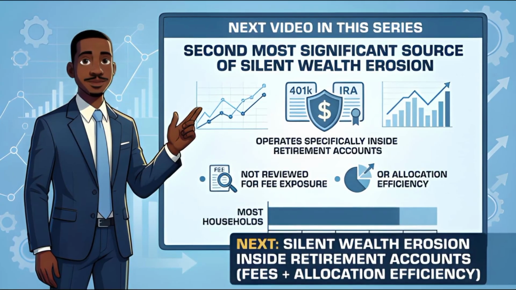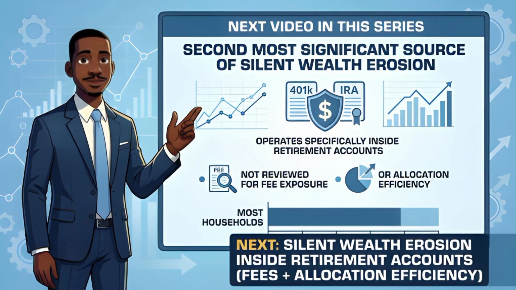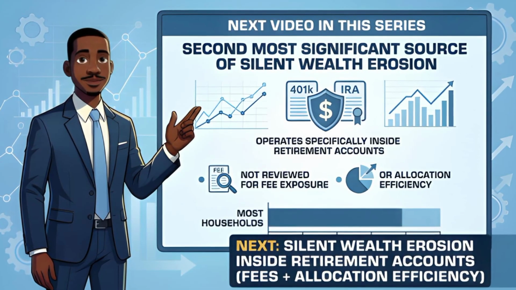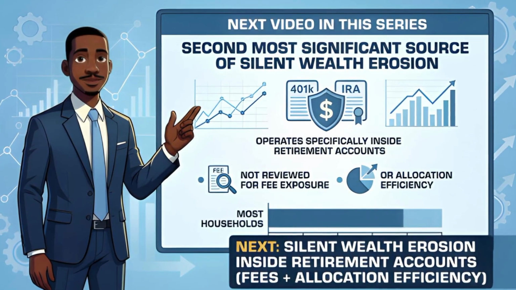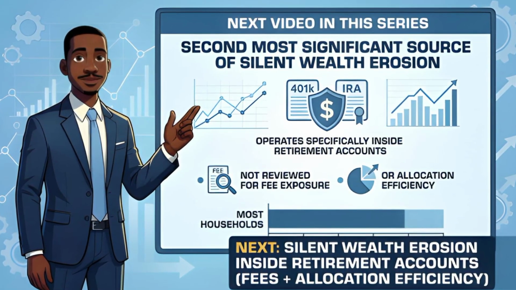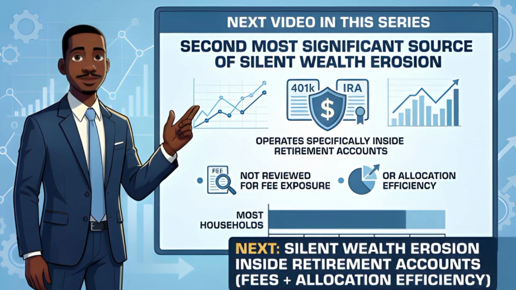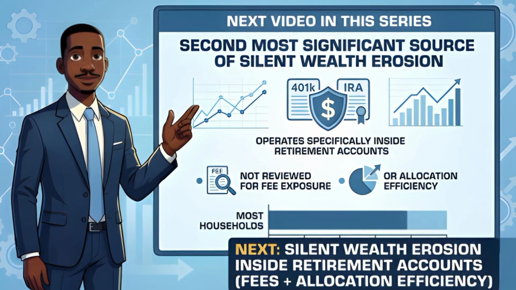The next video in this series examines the second most significant source of silent wealth erosion, one that operates specifically inside retirement accounts that most households have not reviewed for fee exposure or allocation efficiency.